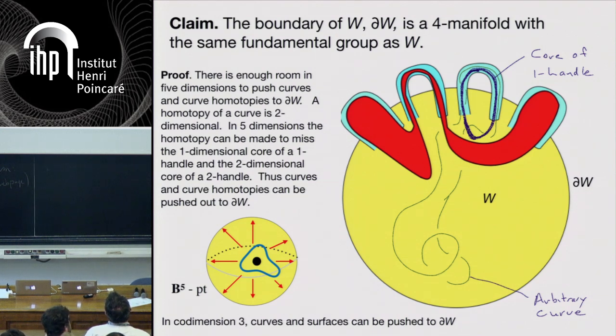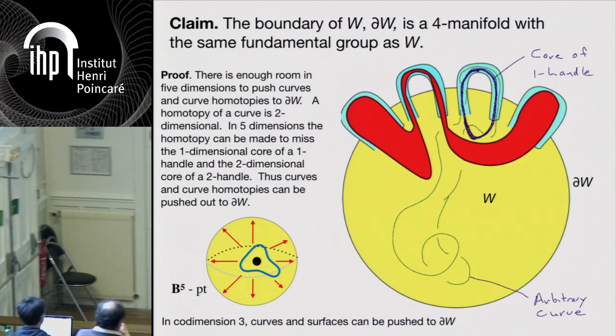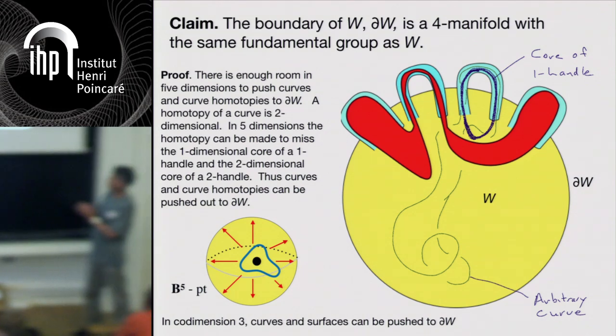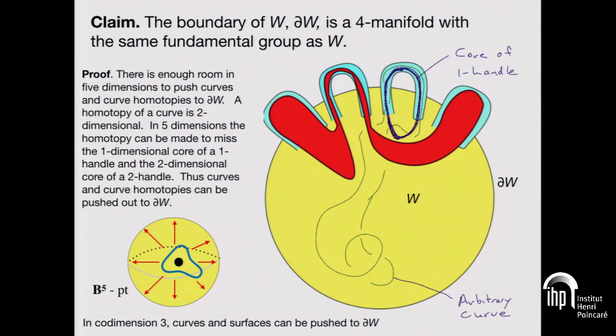Well, for these 1 and 2 handles, the 1 handle has a core, which is 1 dimension. So the center of that S1 cross B4 is a 1-dimensional manifold. And we can make any element of pi 1 of W, which is represented by some curve, miss the cores of the central arcs of those 1 handles. And we can also make them miss the central 2 disks of the 2 handles, which are both codimension 3 or more. So that means that curves and homotopies can all be pushed out to the boundary of W. So the boundary has the same first homotopy group as W.